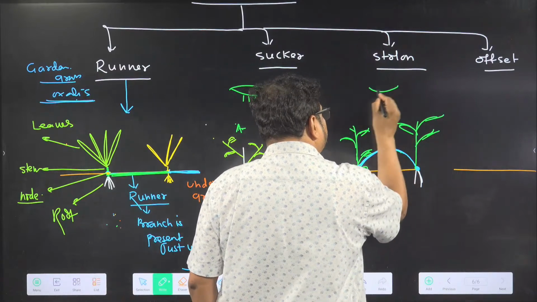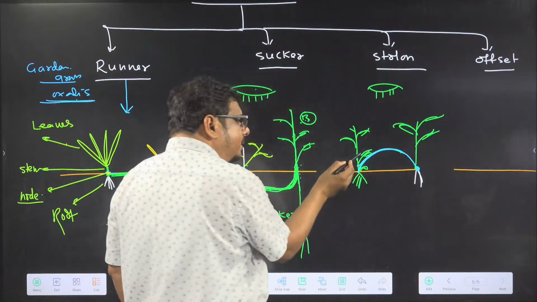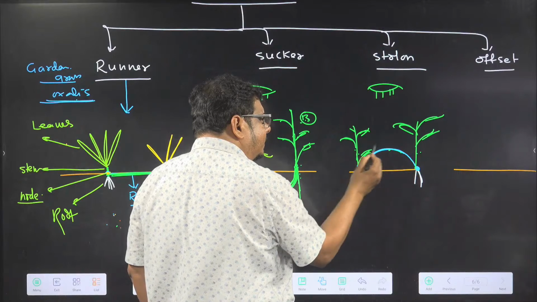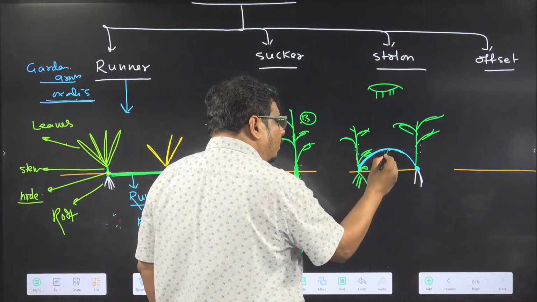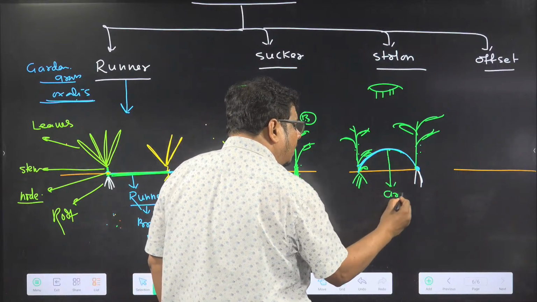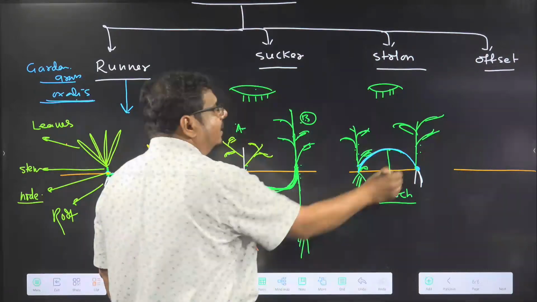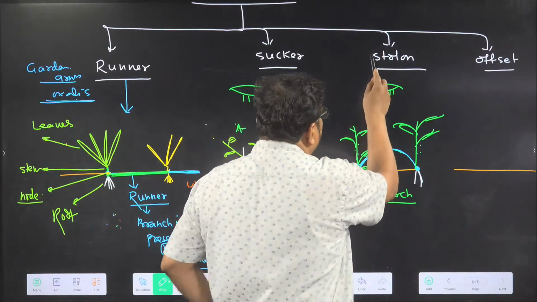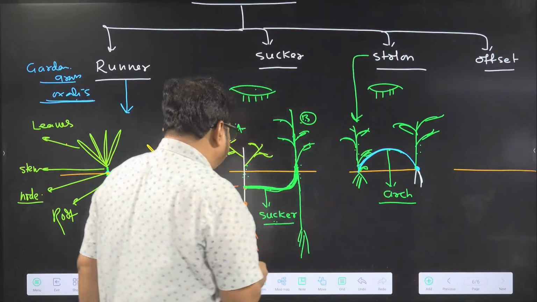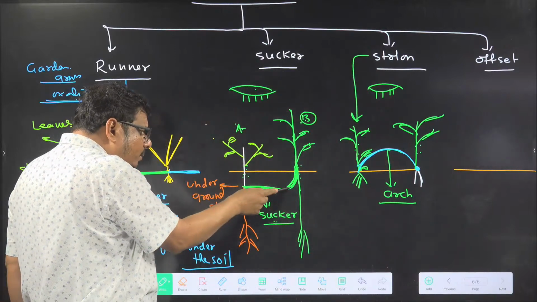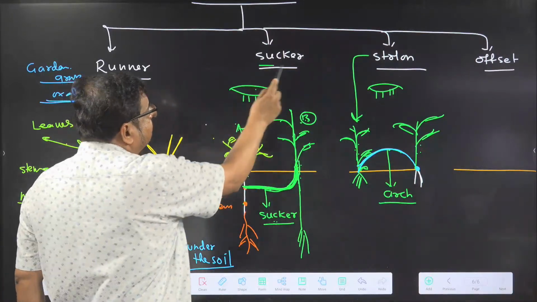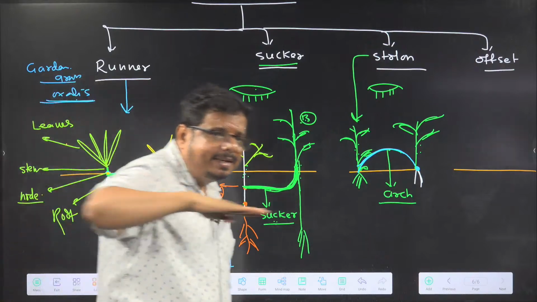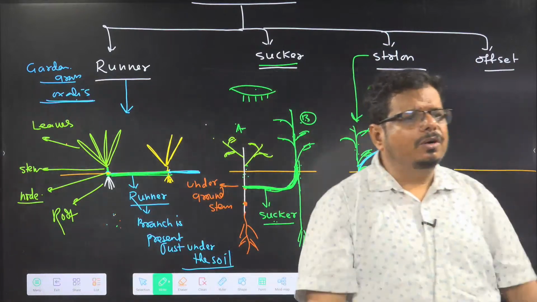So here, looking through the naked eye, it is clearly visible what is connected. These are the branches connecting A and B, and this is forming which one? An arc. Arc formation occurs above the ground. So when branches form an arc, it is called a stolon. When branches move under the ground and obliquely up, it is a sucker. When branches creep on the surface or beneath the surface of soil, it is called a runner.